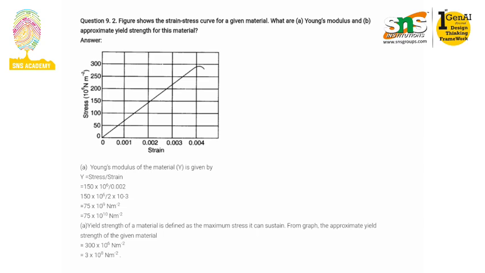So what is called yield strength? It is the maximum stress that the material can sustain. From the graph, the approximate yield strength will be 300 into 10 to the power 6 Newton meter to the power minus 2, because after 300 the graph is quite bent. So therefore 300 into 10 to the power 6 Newton per meter square will be the answer.